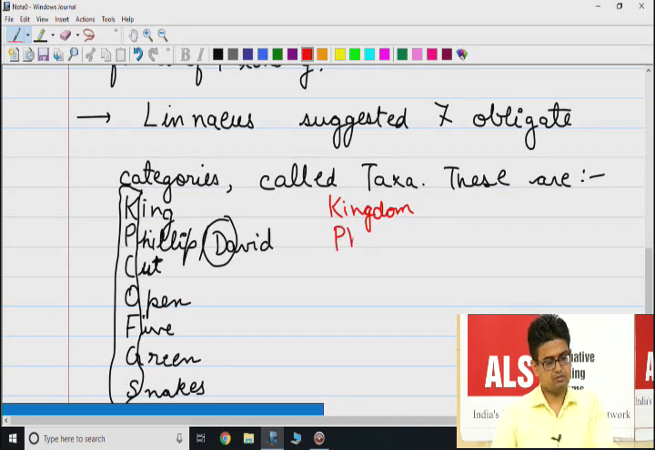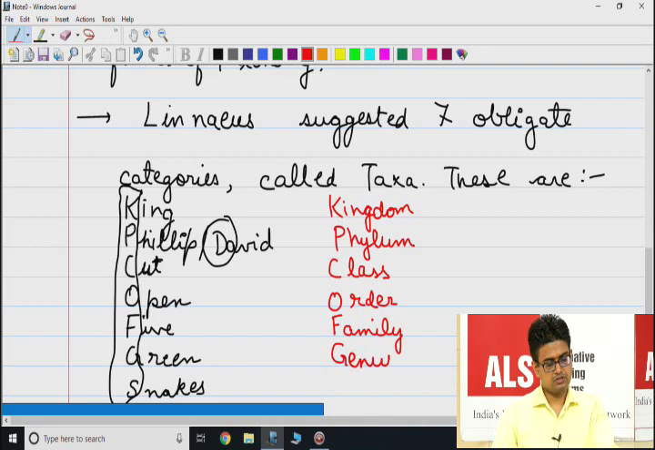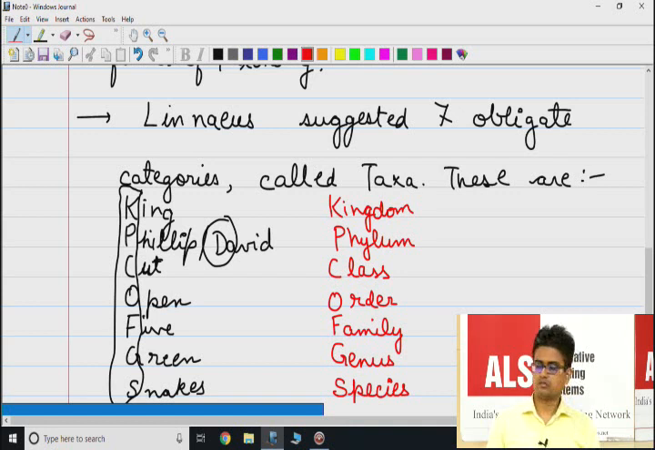P is for phylum. C is for class. O is for order. F is for family. G is for genus. S is for species. Right? So these are the 7 obligate categories called taxa.